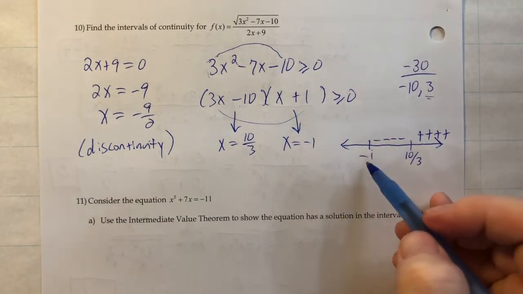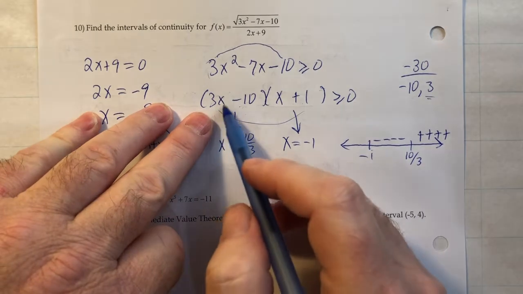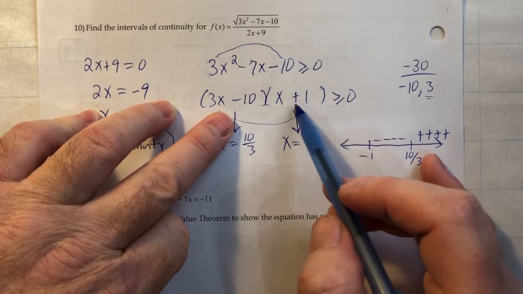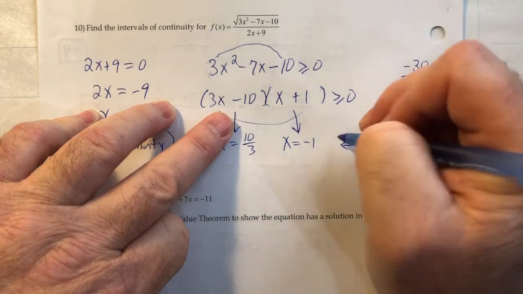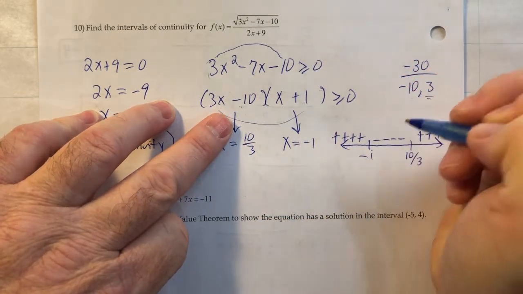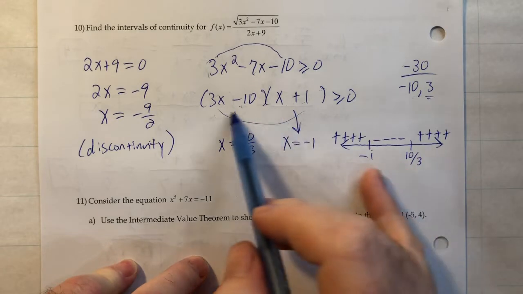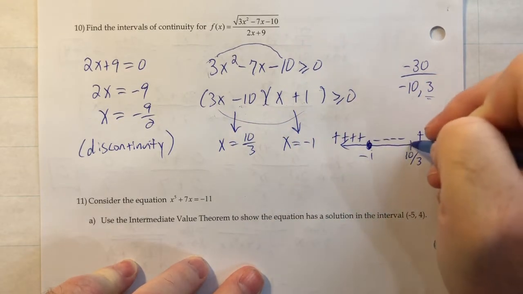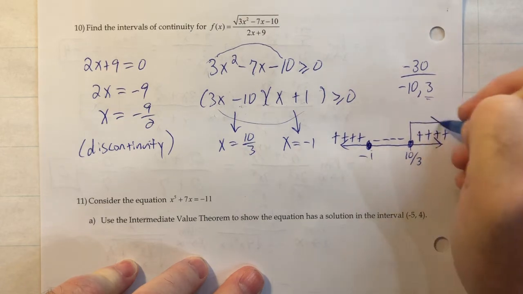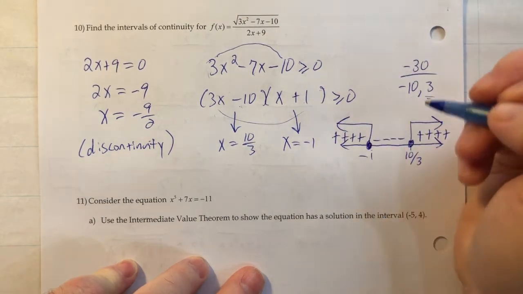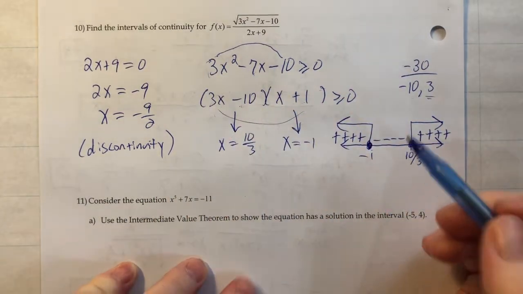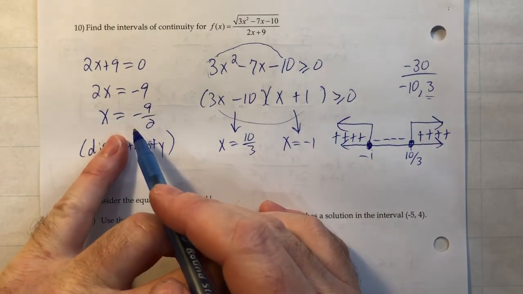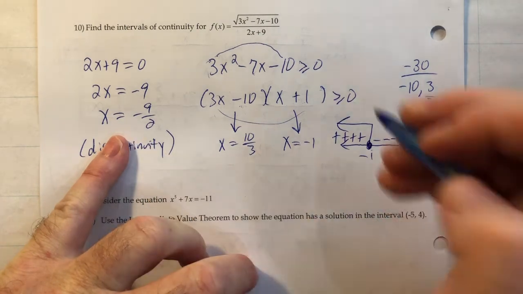And on the left, something like negative 2 would be negative 6 minus 10. That's a negative. Negative 2 plus 1, that's a negative. Negative times a negative would be positive. So remember, what did we want? Places where this was greater than or equal to 0? Equal to 0 at these points, and then greater than 0 to the right of there and the left of here. So where is this function continuous? Everywhere out here and everywhere out here except at x equals negative 9 halves.